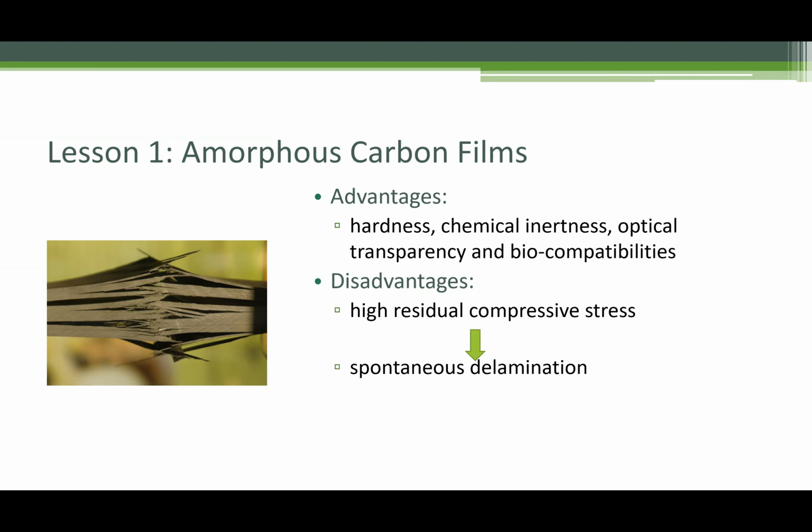Delamination is shown on the left. It happens when stress experienced by the composite initiates cracks. It will cause significant damage, and it is a main obstacle to carbon films application.